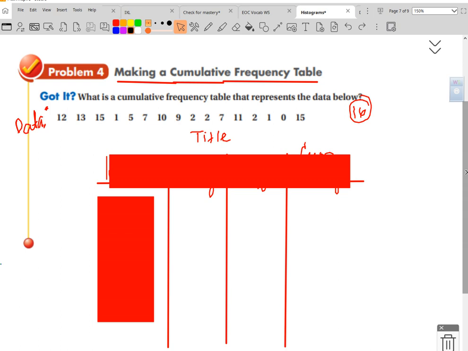We did a frequency table, but not a cumulative. There's only 3, right? So, yes, very similar, Aiden. You're exactly right. I'm glad you realized that. Normally, your data is going to have a title. This set of data doesn't have a title, so I just wrote the word title. All right?